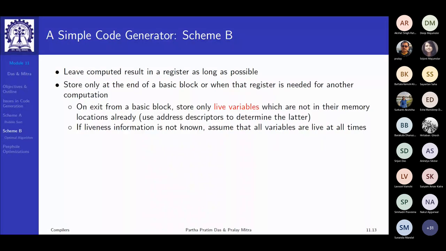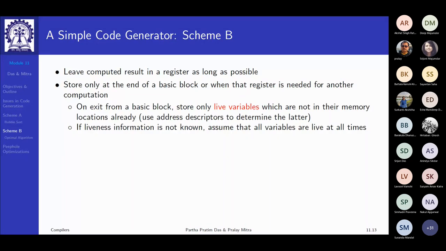So our basic strategy for this simple code generation is to leave the computed result in a register as long as it is possible. That's the basic premise of optimization. So we store only at the end of a basic block or when that register is needed for another computation. We may run out of registers. So on exit from a basic block, we will store only the live variables which are not already in their memory location.